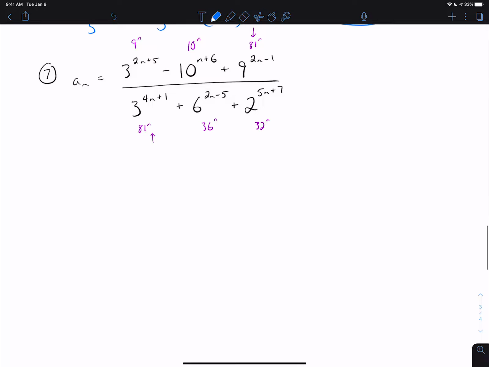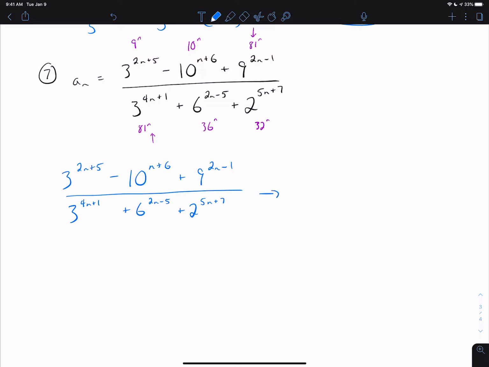So when we write out our work, we're going to write: (3^(2n+5) - 10^(n+6) + 9^(2n-1)) / (3^(4n+1) + 6^(2n-5) + 2^(5n+7)). The largest term on top is 9^(2n-1). The largest term on bottom is 3^(4n+1).